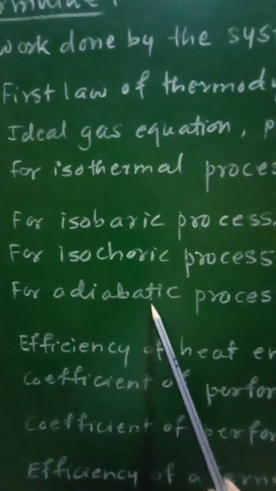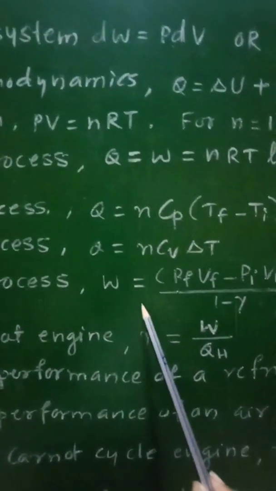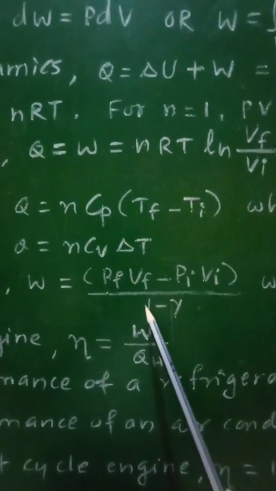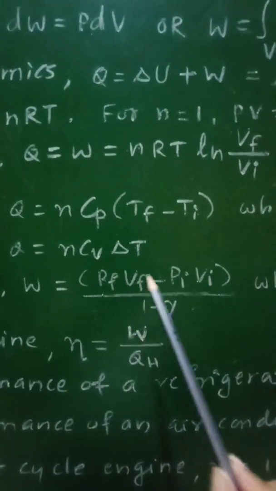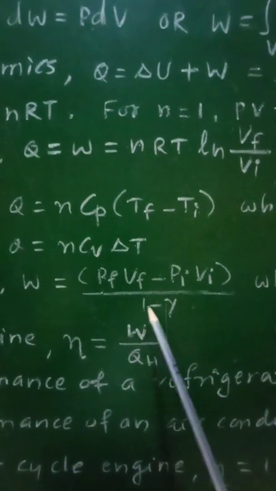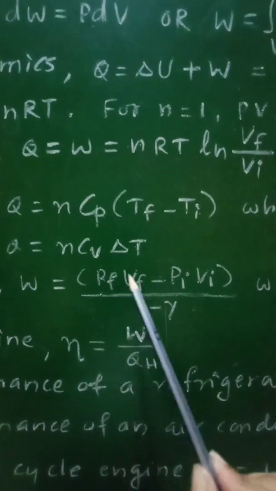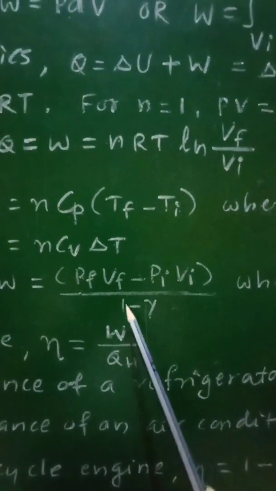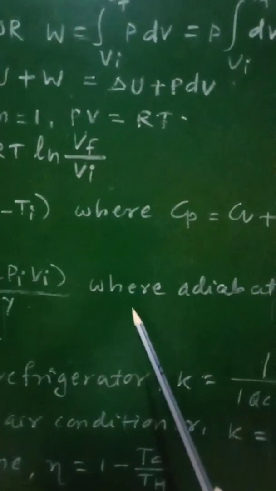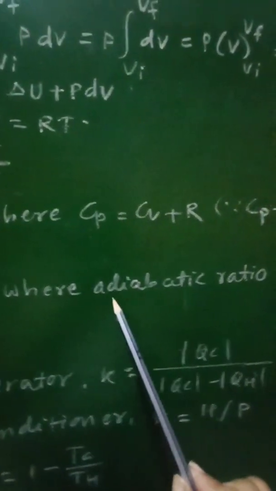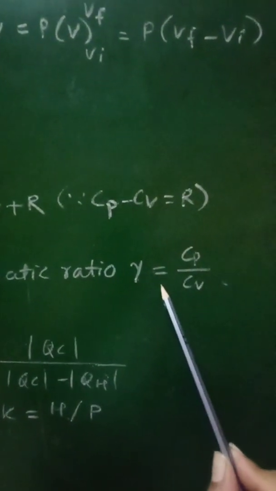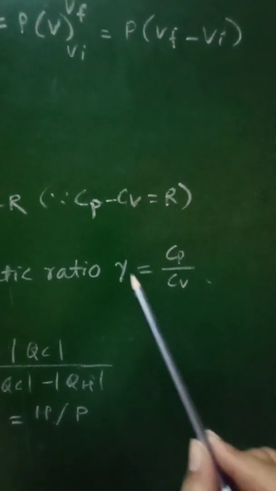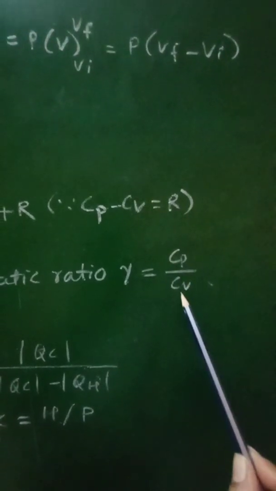Then seventh formula is for adiabatic process. If the process is adiabatic, then for that process work done W will be equal to (Pf Vf minus Pi Vi) upon 1 minus gamma. Pf and Vf will be the final pressure and final volume, Pi and Vi are initial pressure and initial volume, where gamma is called adiabatic ratio, which is the ratio of two specific heat capacities, that is Cp by Cv. So gamma is equal to Cp by Cv.